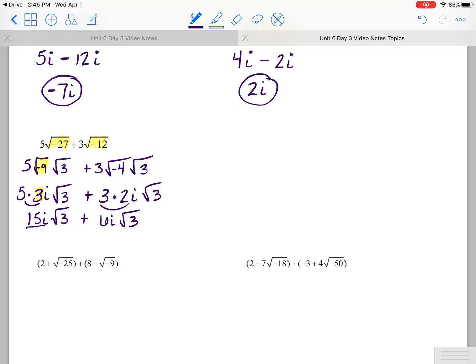And these are like terms. So 15i plus 6i gets me 21i. Bring over your radical. That's your final answer.